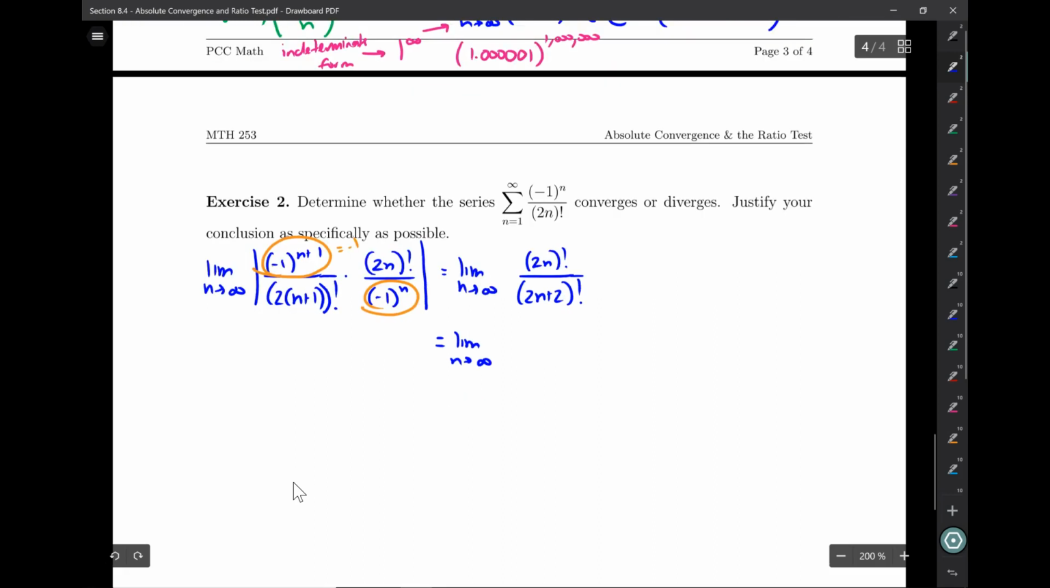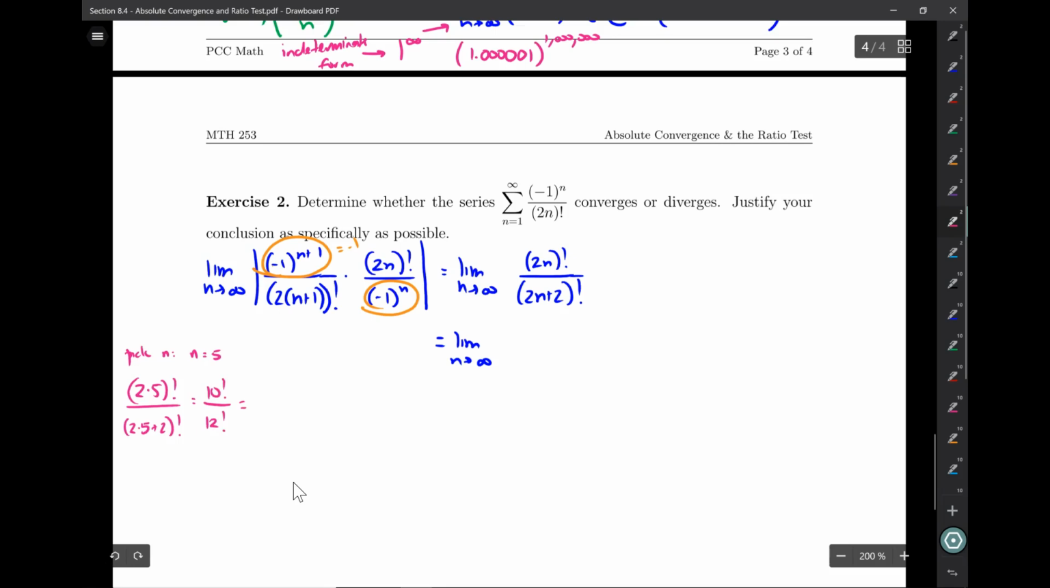And let's just go ahead and expand it out, and you can kind of see what things are going to end up canceling. So if you feel okay with n factorial, but 2n factorial, you're not quite sure how that works, feel free to just pick a value for n. If you pick n equals 5, then you would have 2 times 5 factorial divided by 2 times 5 plus 2 factorial. That would be 10 factorial divided by 12 factorial, right?